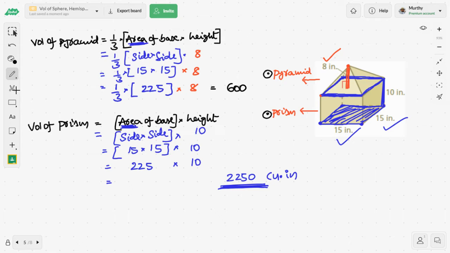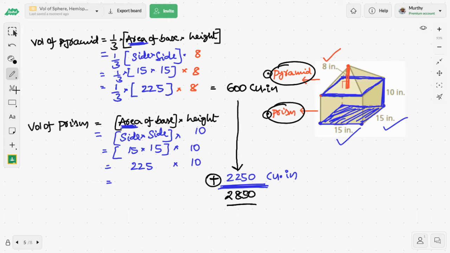Now you found the volume of the pyramid, you found the volume of the prism, and if you add these two values, you will get the total volume. So 600 plus 2250, that gives me 2850 cubic inches. Okay, questions on this?